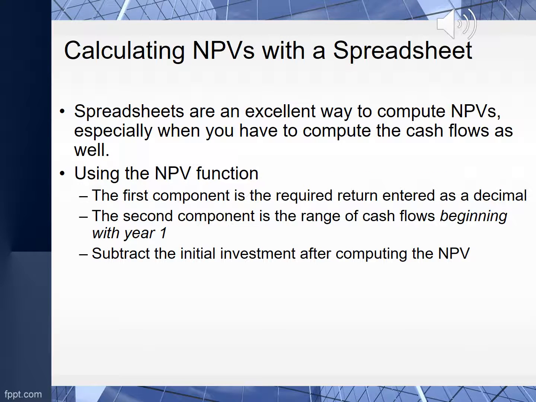We can calculate net present value, or NPV, with a spreadsheet. Spreadsheets are an excellent way to compute the NPV, especially when you have to compute the cash flows as well. So using the NPV function, the first component is the required return entered as a decimal, and the second component is the range of cash flows beginning with year 1. You will then subtract the initial investment after computing the NPV.